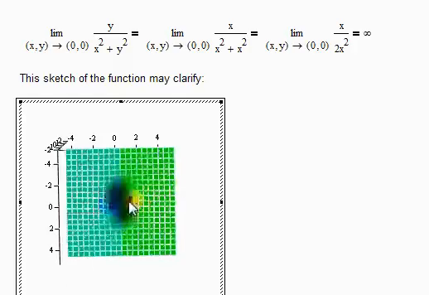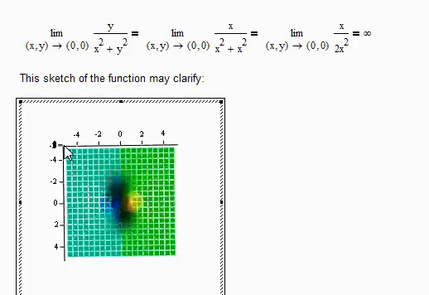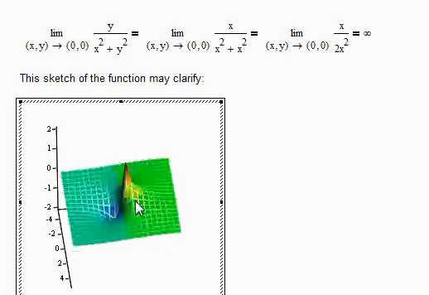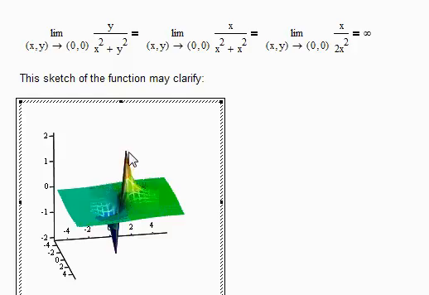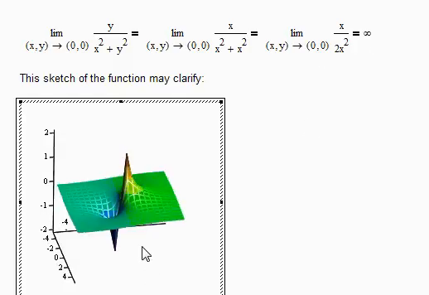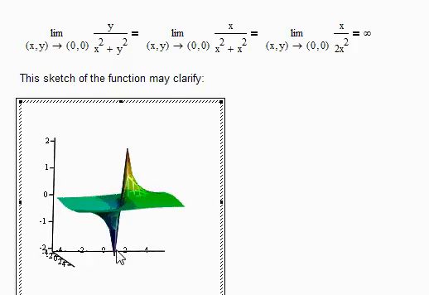But if we look on the line y equals x, when we get to (0, 0), we have this huge peak. And by the way, if x was going to 0 from the right, then we have a 1 over a positive number close to 0, so it would be positive infinity. If we were going to 0 from the left, then we'd be down here at this point, negative infinity.